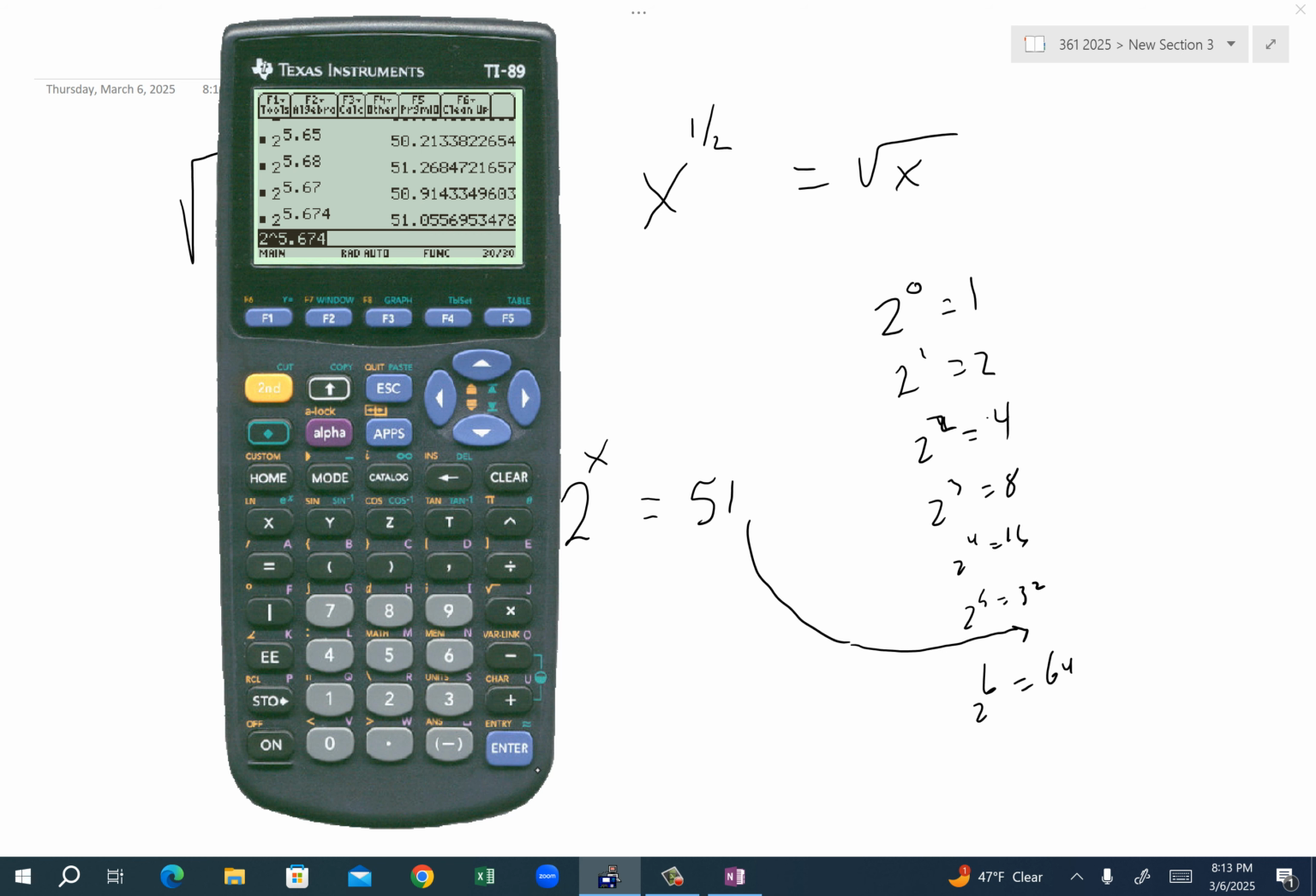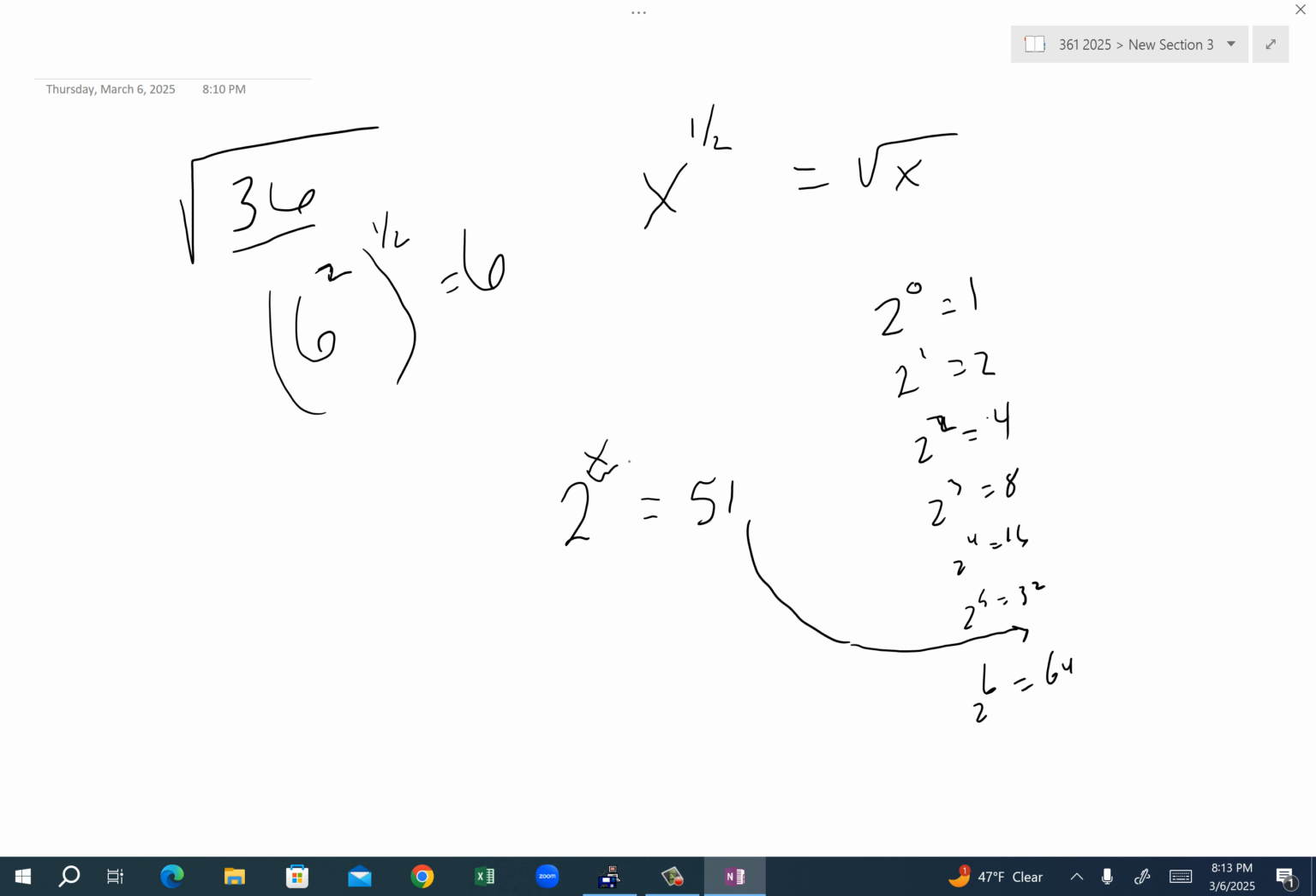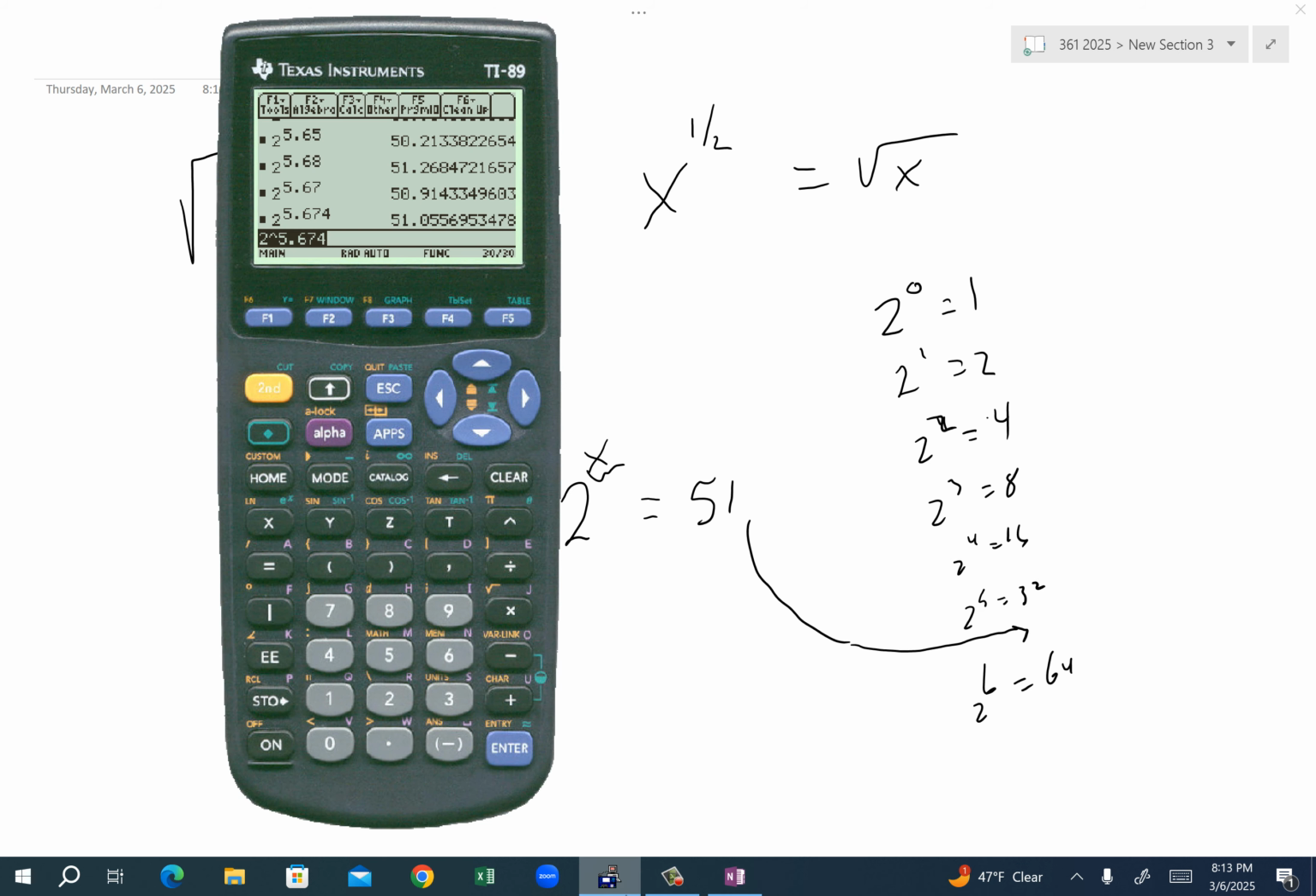So we are building towards something. Remember, we talked about this the other day. There's going to be a time when I'm going to want to know when. When is this thing going to equal 51? If these were in years, it would be about 5.674 years. That's when it would be there. This is what we're building to.